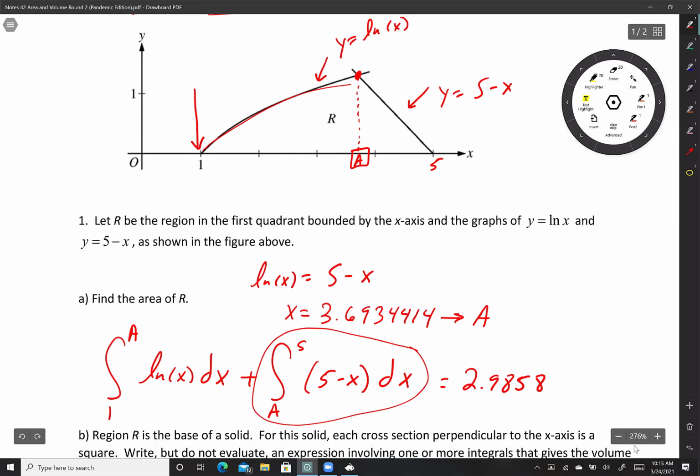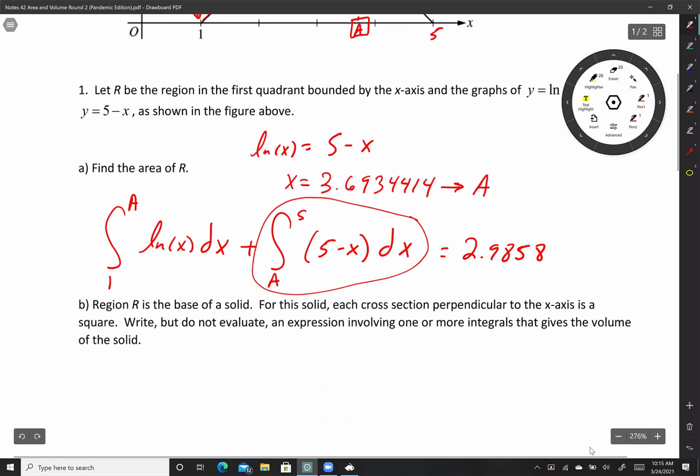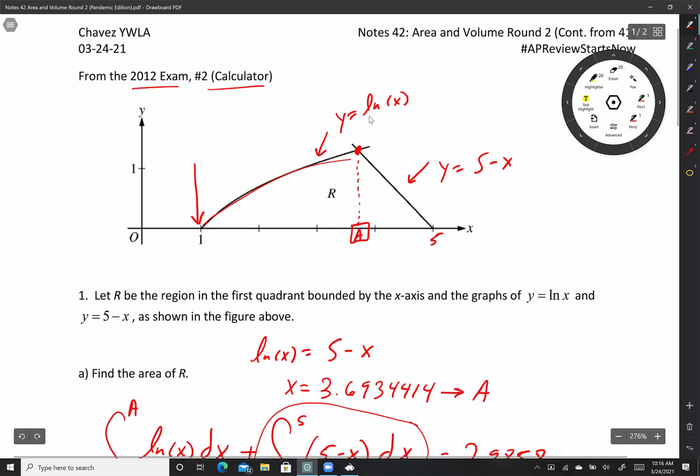2.9858. And there it is. That's it for letter A. Letter B. Letter B says region R is the base of a solid. Okay, that's the base of a solid, so this is where the solid is touching the ground, I guess, like a paperweight or something.